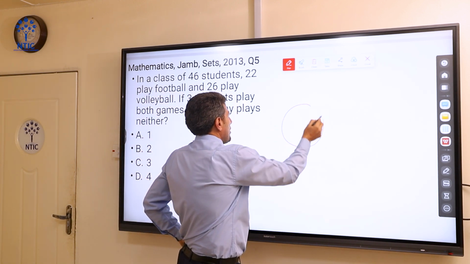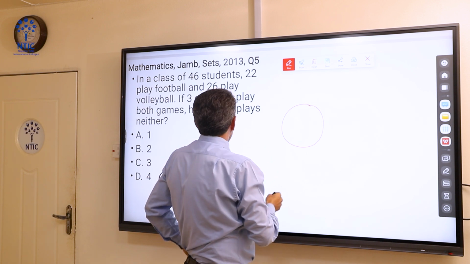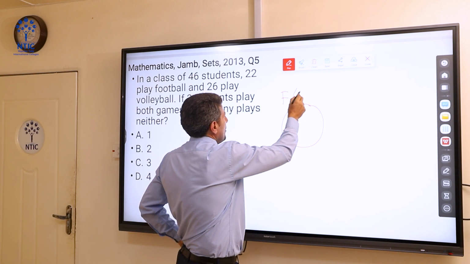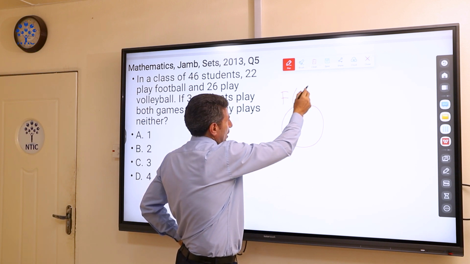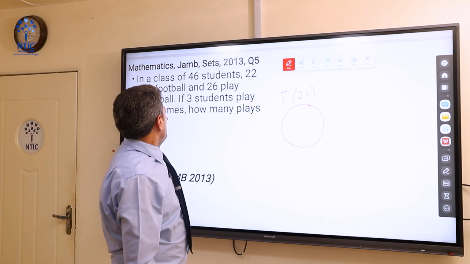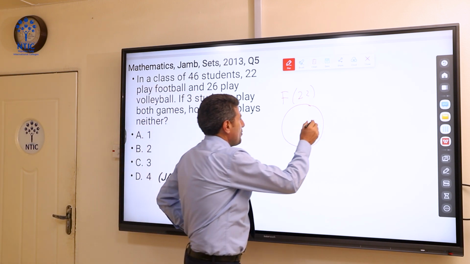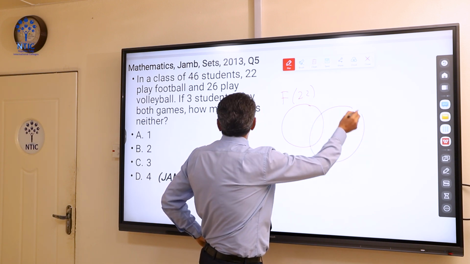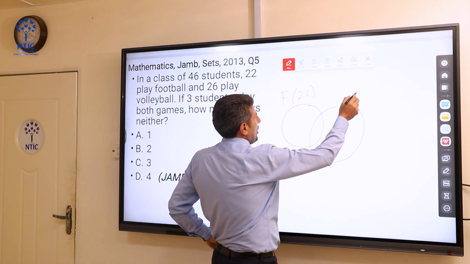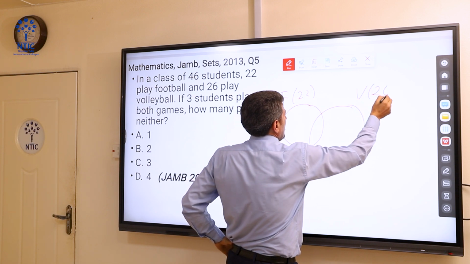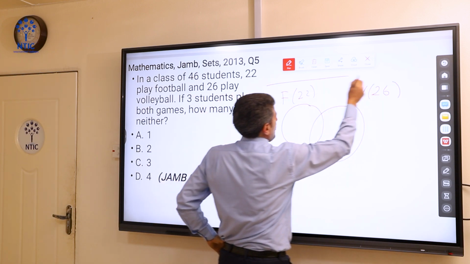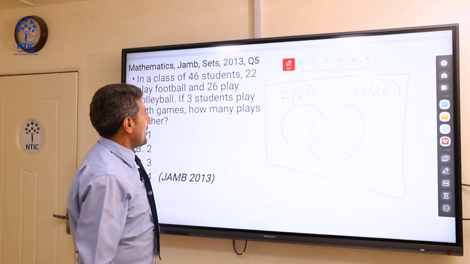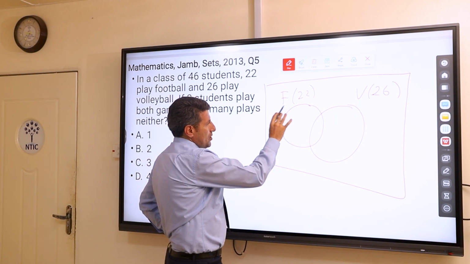We have a class of 46. Some play football. Let's say this is the set of football, which are 22. There are 22 players in this set. Then 26 play volleyball. And then they said 3 students play both. Okay? So we have volleyball, which they are 26. And there are some students who are not playing any game, I think. So how many play neither? So there are some students outside these two sets.